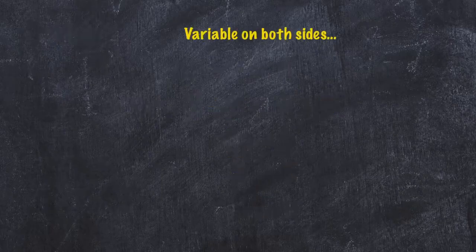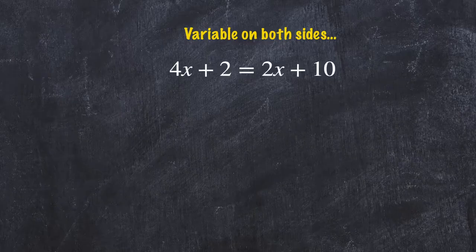Now, what if we have variables on both sides of the equation? How do we go about it? An example is this: 4x plus 2 is equal to 2x plus 10. I believe you can see we have two expressions, one on the left hand side and the other one on the right hand side. How do we solve this equation?